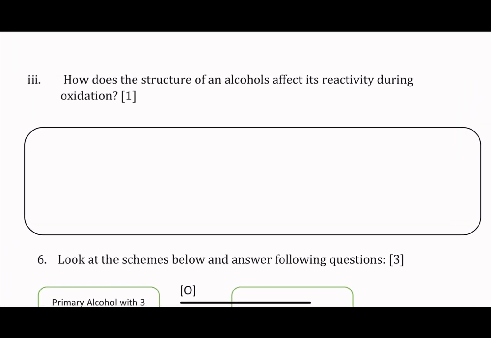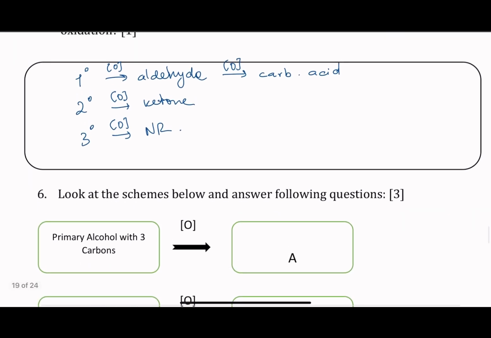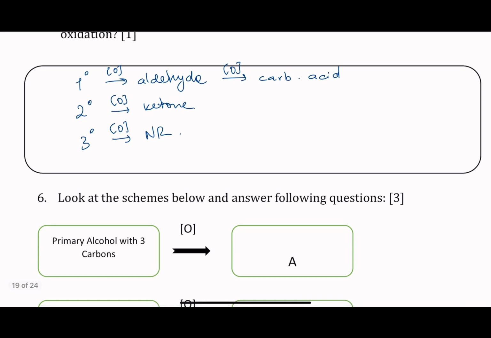So you could write a lot of stuff in here, in words, in different versions. The main thing is that primary alcohol, in oxidation, gives out aldehyde. And if you go one more step of oxidation, you would get carboxylic acid. Secondary alcohol would give ketone. And then tertiary alcohol, no reaction. And that's it. If you summarize this in words, that is just fine.